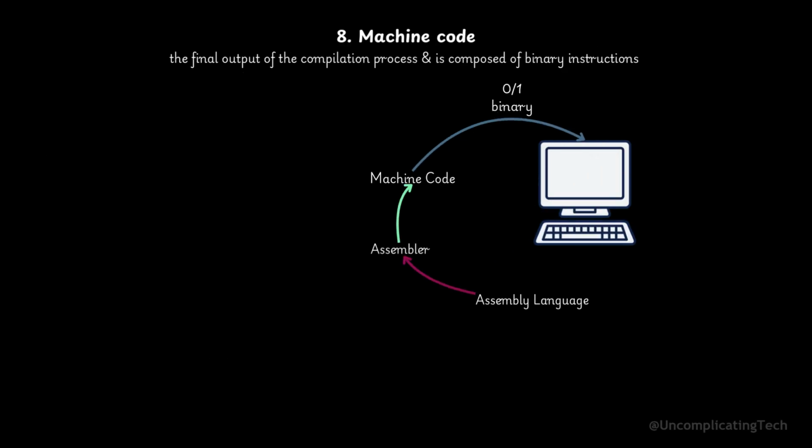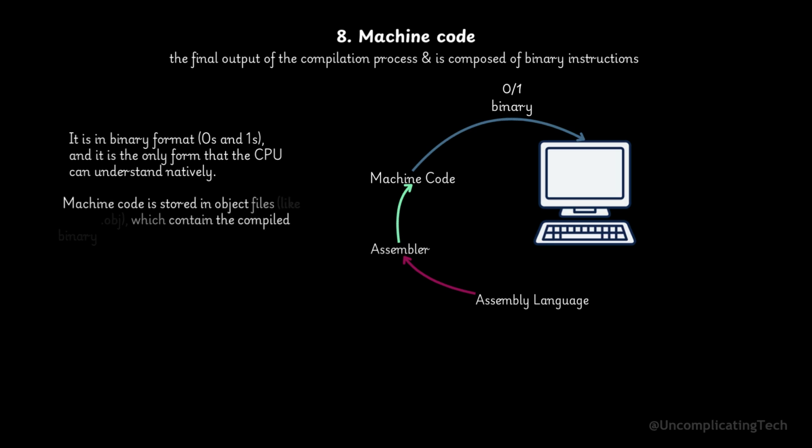Machine code is the final output of the compilation process and is composed of binary instructions that are directly executable by the computer's CPU. In contrast to assembly code, which is human-readable and tied to specific CPU architecture, machine code is in binary format, and it is the only format that the CPU can understand natively. Machine code is typically stored in object files like .o or .obj, which contain the compiled binary representation of the program.